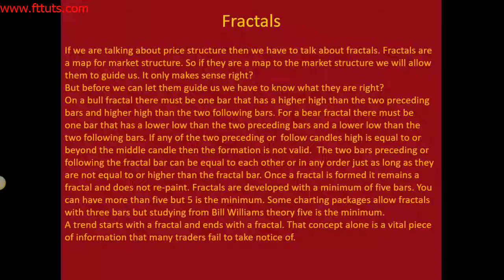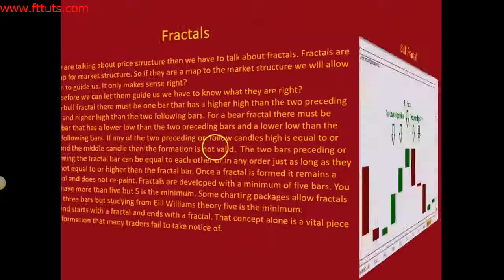Fractals are developed with a minimum of 5 bars. You can have more than 5, but 5 is the minimum. Some charting packages allow fractals with 3 bars, but studying from Bill Williams' theory, which is how I understand and learn this, 5 is the minimum. A trend starts with a fractal and it ends with a fractal. That concept alone is a vital piece of information that many traders fail to take notice of.